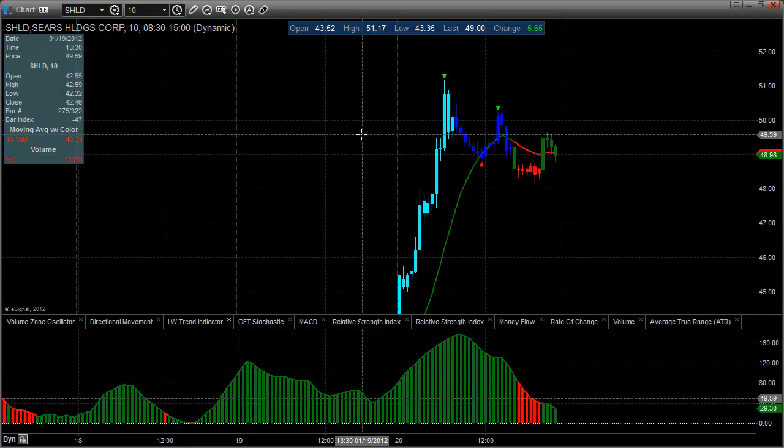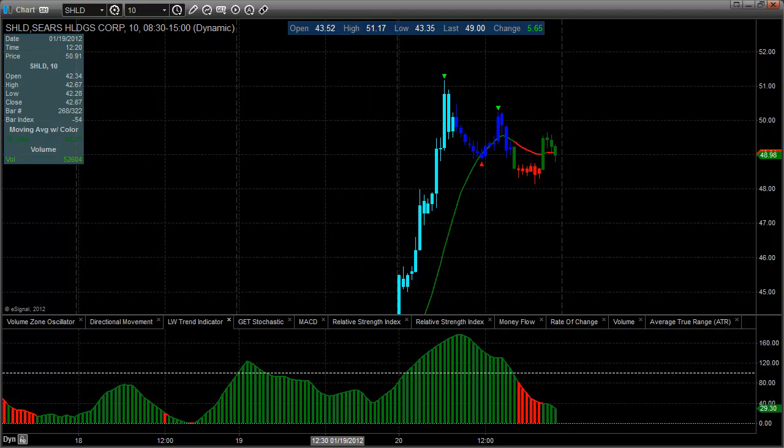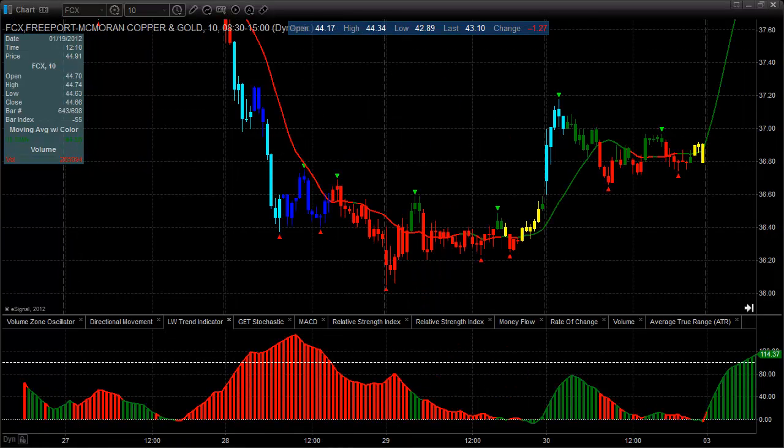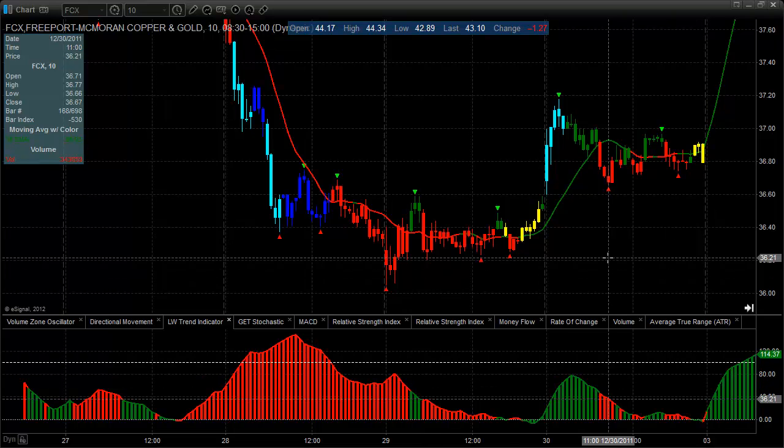Let me just try and find another example of a daily chart, maybe on a yellow candle. Hang on. Actually, I'll go through Freeport-McMoRan, FCX, on the 10-minute chart and just show you some of the recent yellow candles that I saw in this one.